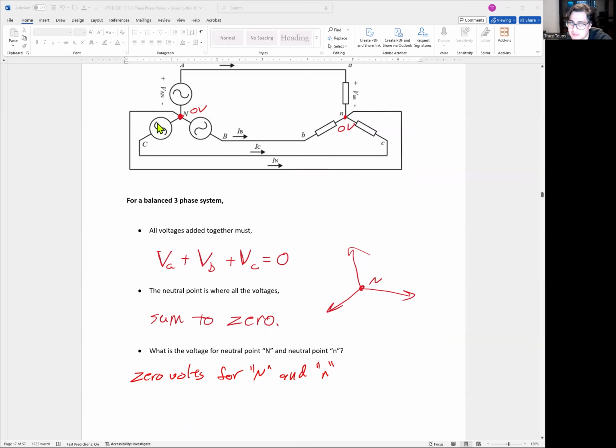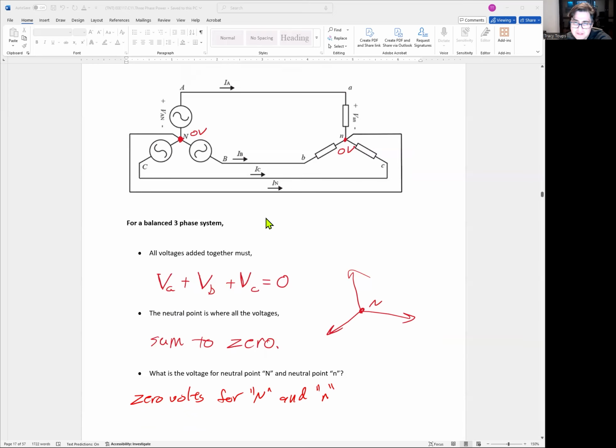Okay, that's why, typically, 90% of the time for neutral, you expect 0 volts when you do your calculations. I don't see why it would ever change unless you have an unbalanced system, which we don't cover in this class right now because it's a little complicated. And later in your college career, you'll look into it.